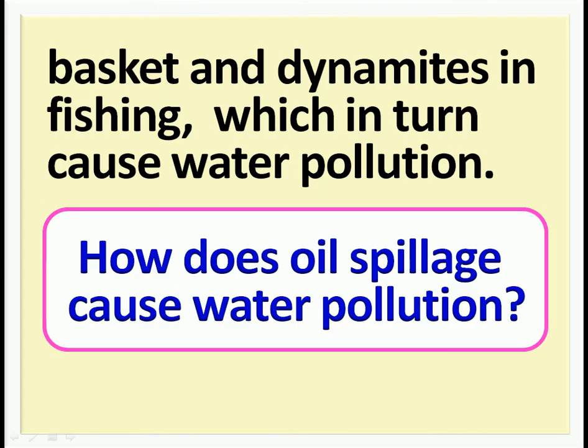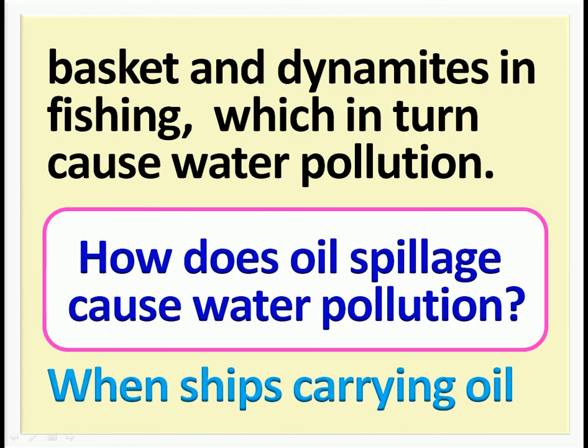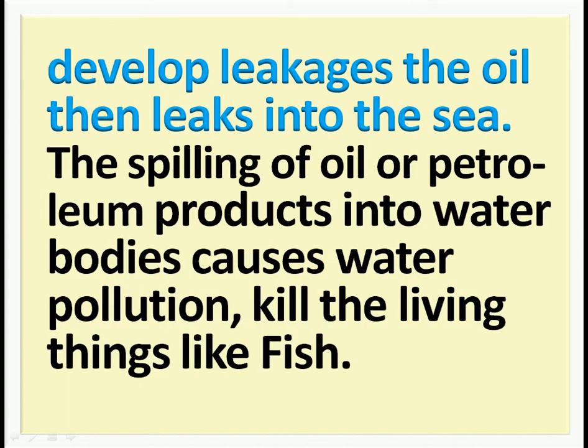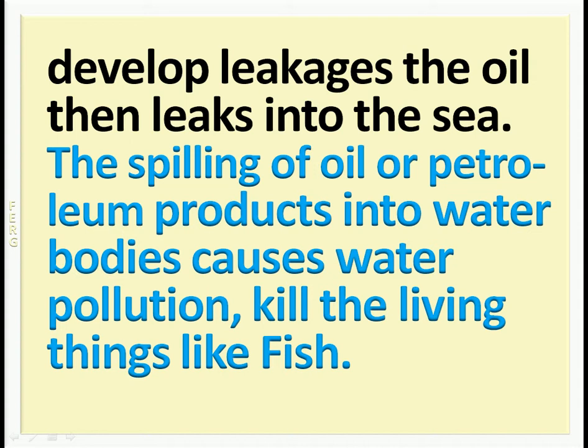How does oil spillage cause water pollution? When ships carrying oil develop leakages, the oil then leaks into the sea. The spilling of oil or petroleum products into water bodies causes water pollution and kills living things like fish.